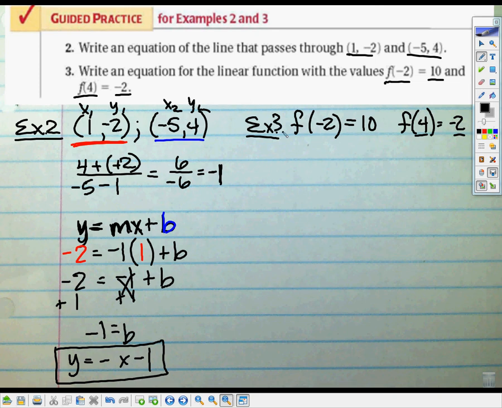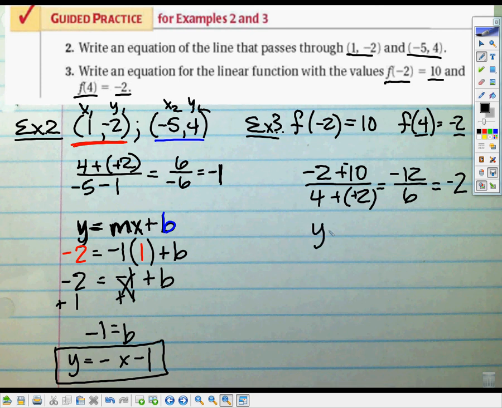Welcome back from unpausing your video. If we take our y values and subtract them, we have negative 2 minus 10 over our x values subtracted, which is 4 minus a negative 2. This turns into a negative 12 over, adding the opposite, 6, so our slope ends up being negative 2.